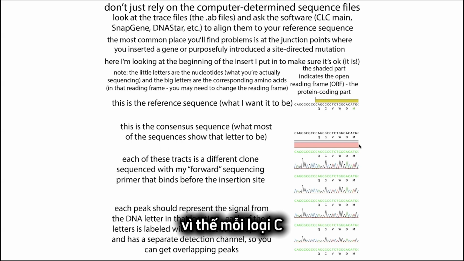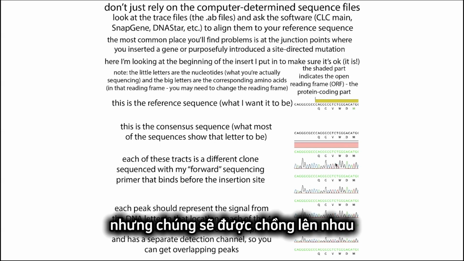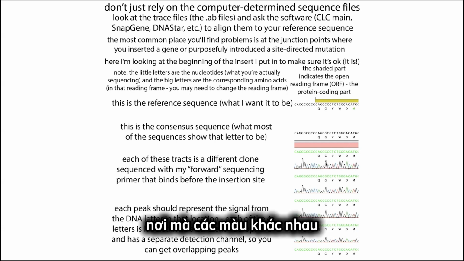And so each of them, the C, the T, the A, the G, they each had a different fluorophore. And so you'll have 4 different channels, but they're going to be overlaid. And so you get this one kind of overlapping trace where these different colors are going to be showing you which DNA letter was read at that position.